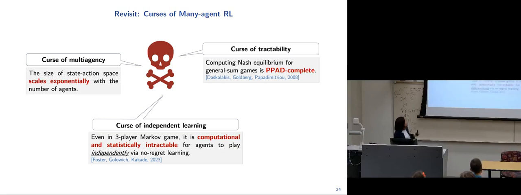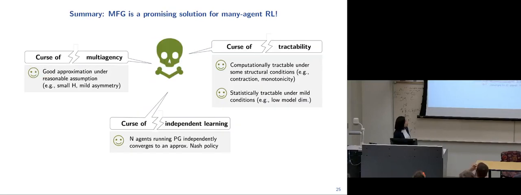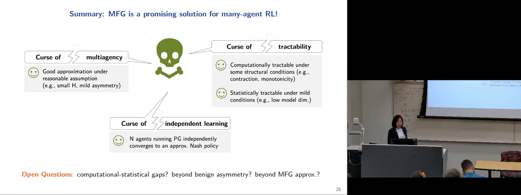Let me just come back to where we started, the curse of many agent reinforcement learning. I hope I have convinced you that mean-field games are a promising, viable solution to address, at least approximately, many agent reinforcement learning. It provides good approximation under very reasonable assumptions with mild asymmetry. It is computationally and statistically tractable with additional structural assumptions. And it can be solved with independent learning using policy gradient type methods.